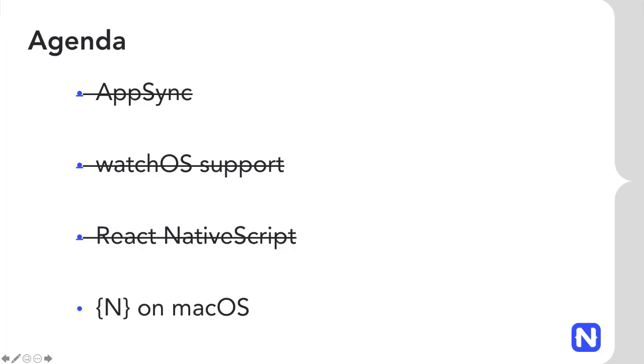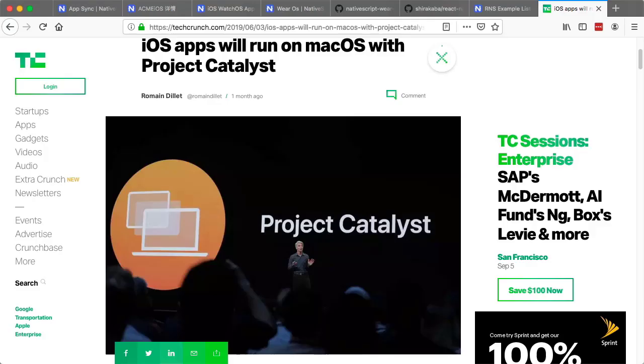And so with that, I want to segue to the final of our topics today, and that's running NativeScript apps natively on macOS. All right, at this year's WWDC, Apple announced the ability for iOS apps to run on macOS using something called Project Catalyst. Now, as you might imagine, this caught our attention on the NativeScript team as we help developers build iOS apps. So it seems like a natural thing for us to experiment with.